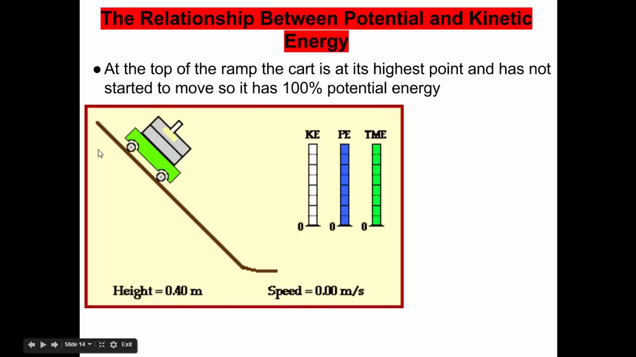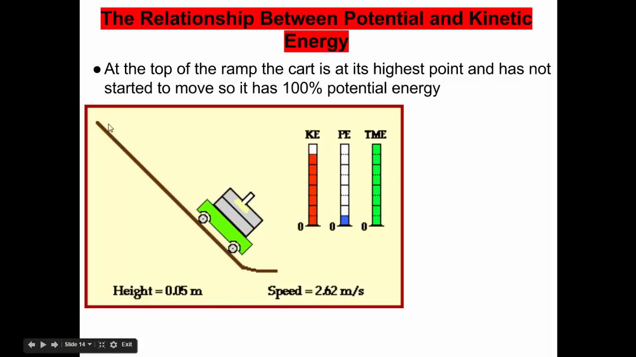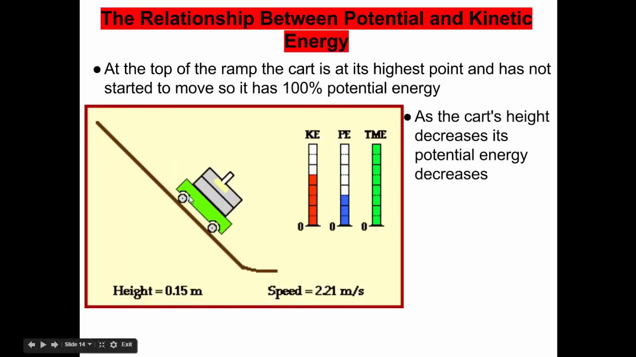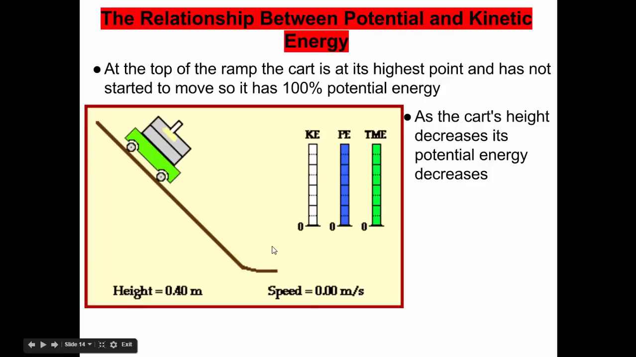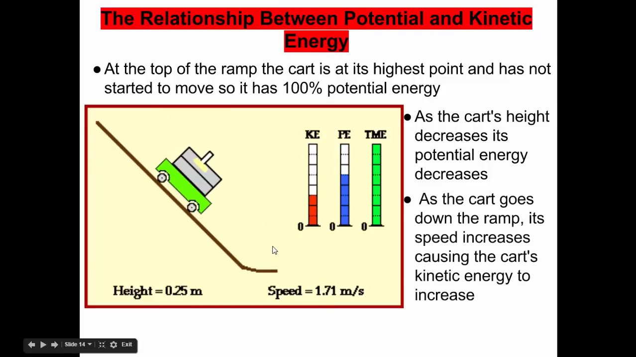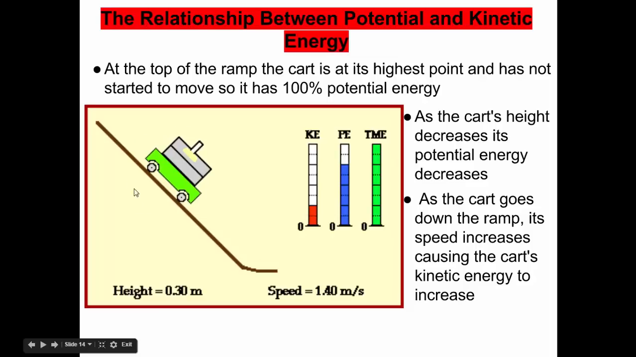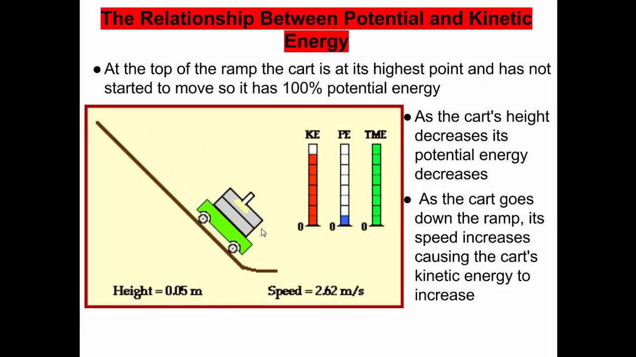So when the car is at the top of the ramp and hasn't started to move, it has 100% potential energy. It's at the highest point. As the cart's height decreases, its potential energy decreases. And as the cart goes down the ramp, its speed increases, causing the cart's kinetic energy to increase.